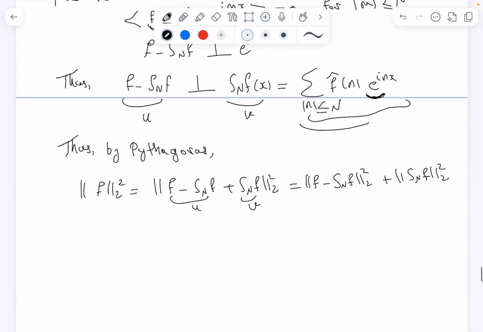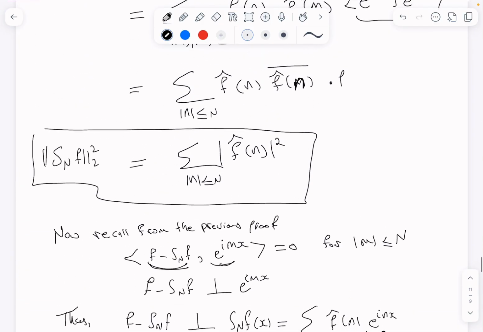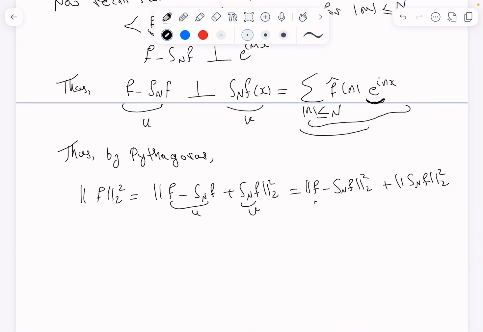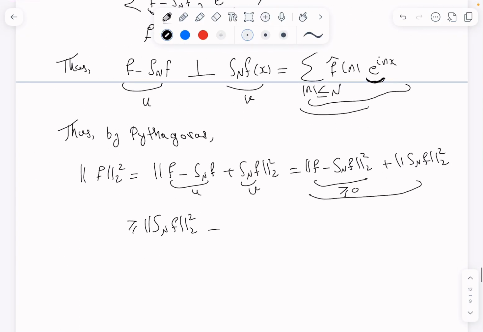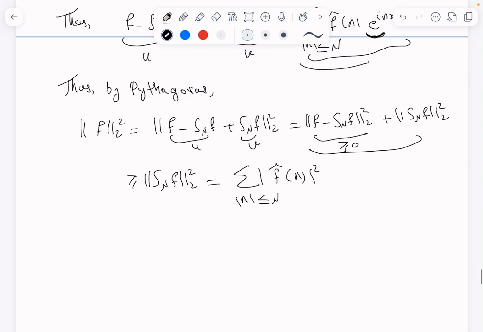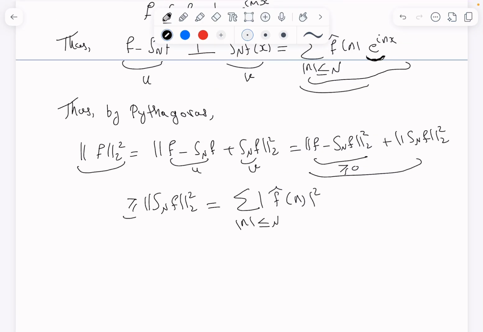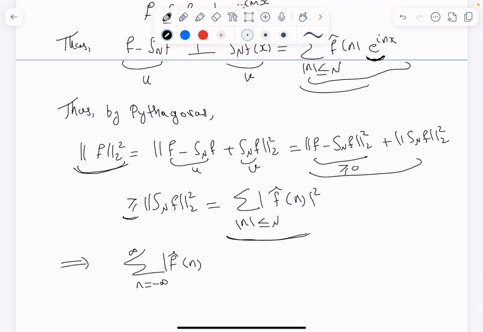But then what does this mean? Well, first of all, this thing is bigger than or equal to 0, so this thing is bigger than or equal to this norm squared, which we have shown to equal this guy. So it equals the sum over n less than or equal to n of |f hat of n| squared. But this holds for every n, so I can send n to infinity after recognizing the inequality between these two, and get that the sum of n between minus infinity and infinity of |f hat of n| squared is less than or equal to this norm squared.